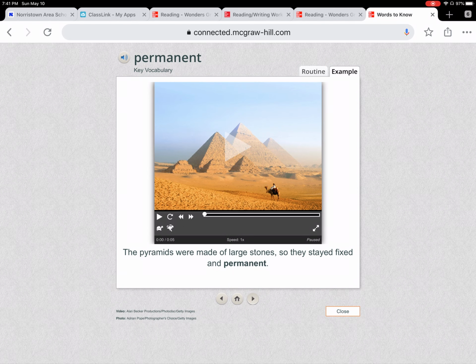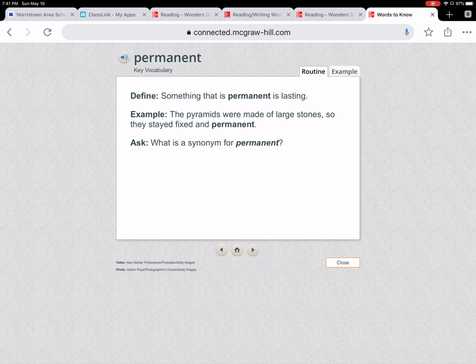Permanent. The pyramids were made of large stones, so they stayed fixed and permanent. Oh, there is a word right there that gives it away. What is your context clue there? So the definition is something that is permanent is lasting, meaning it is fixed, just like in that sentence. The pyramids were made of large stones, so they stayed fixed and permanent, meaning they stayed there forever.